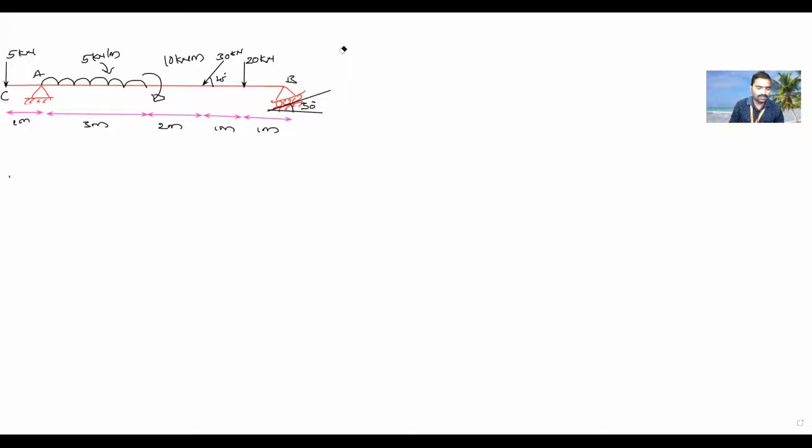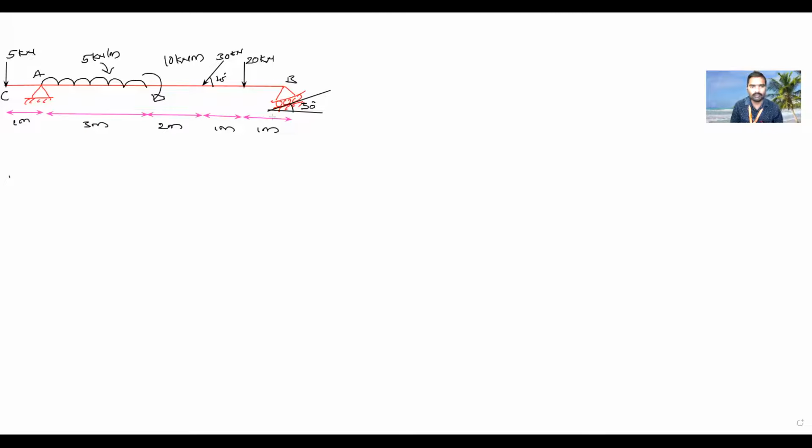So what is asked in the problem? You have to find the support reactions. How many support reactions are there? There are 3 support reactions. First, you have to determine RB.